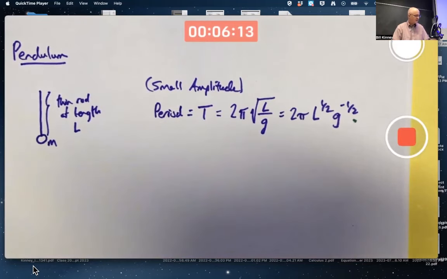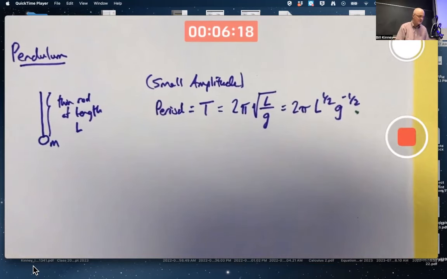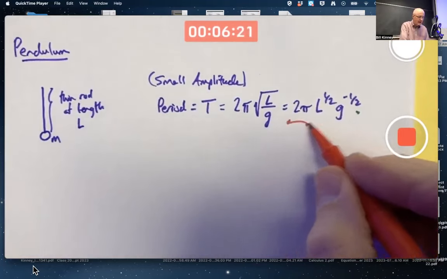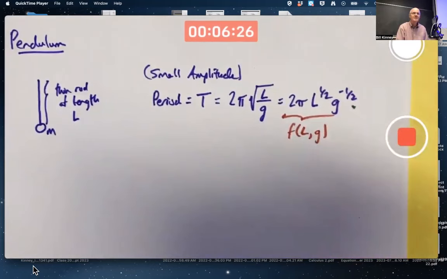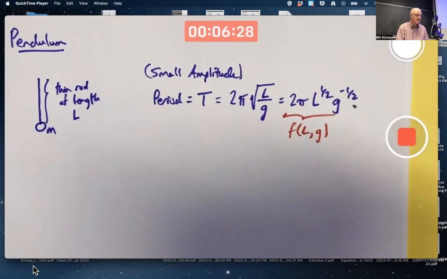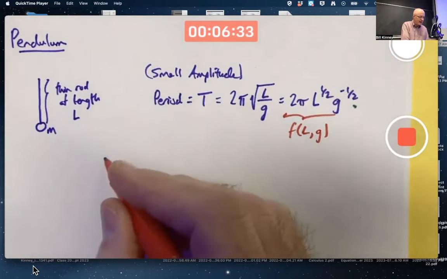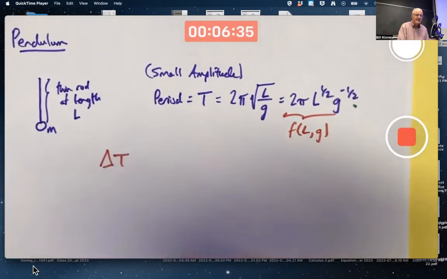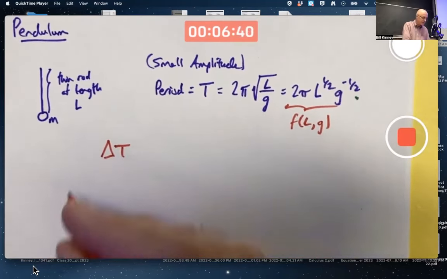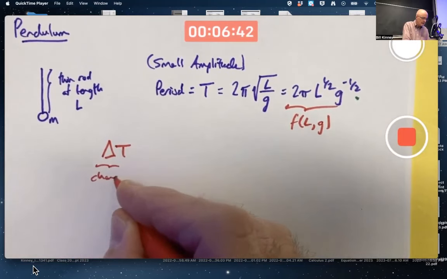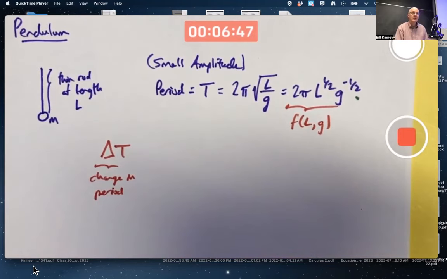Anyway, what can we do with this with calculus? We can do linear approximation if we want. Let's give this function a name. F of L comma G, if you like. I'm going to use Mathematica, and so that'll be convenient. I can think about finding approximate changes in the period. Delta T meaning change in the period. Change in the period using linear approximation.